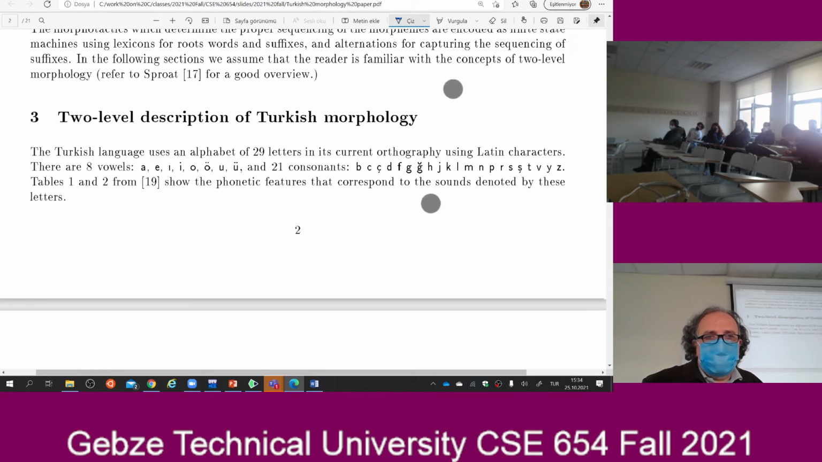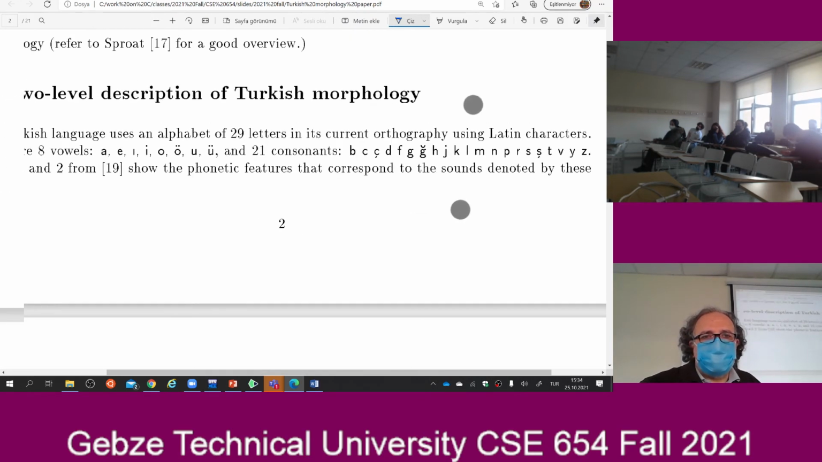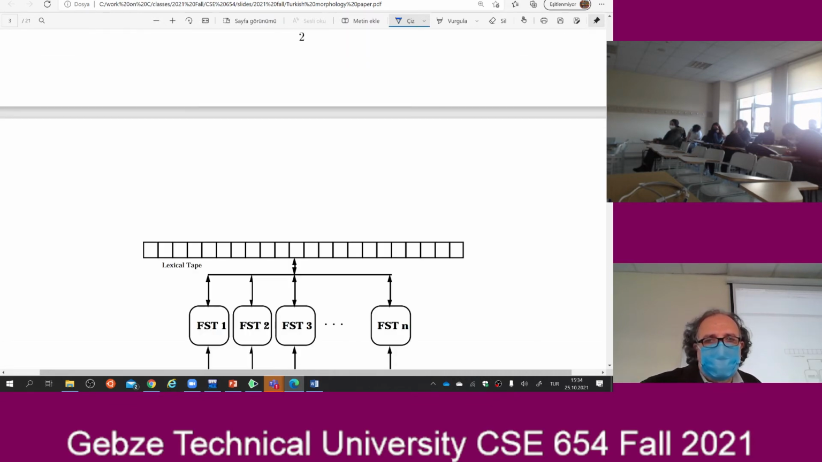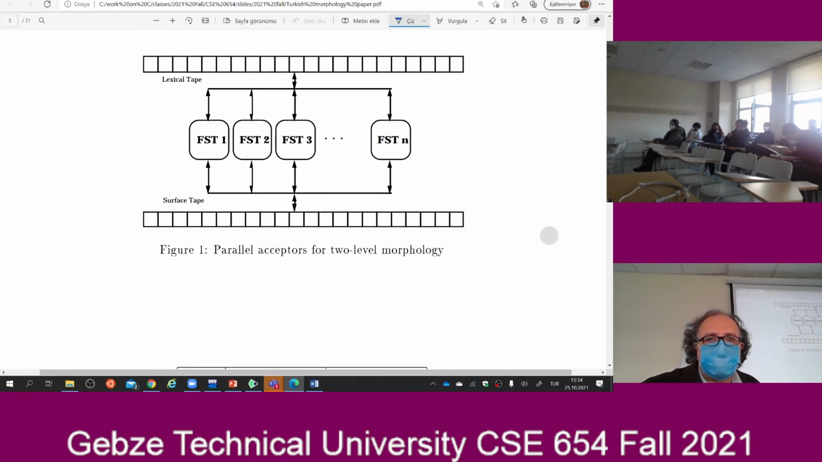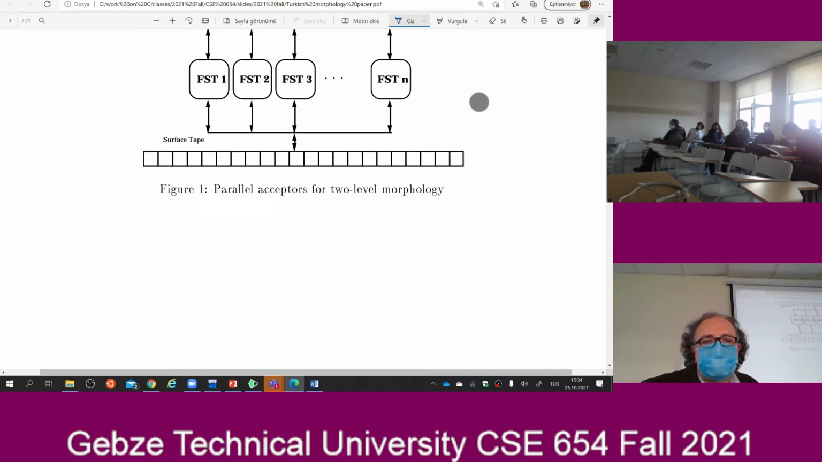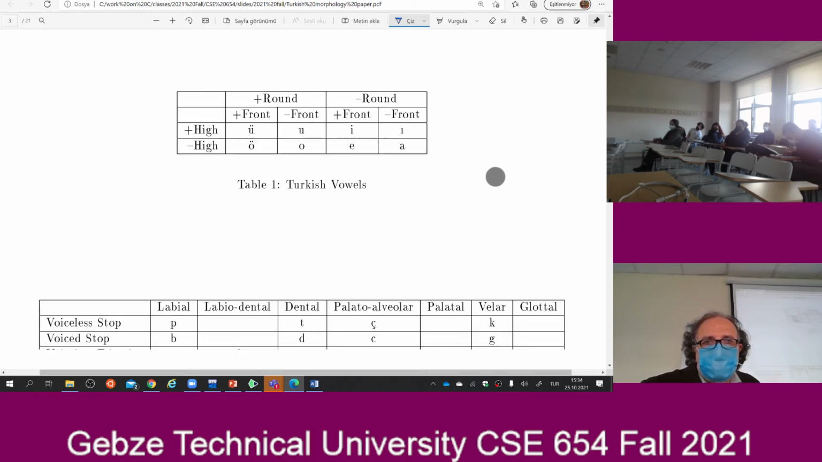But before that, they introduced the 29 letters of Turkish. These are our vowels and consonants, and you see the structure, two-level morphology, surface tape and lexical tape. He says that there is no intermediate tape in it, but they correspond to each other. So each one is a transducer.